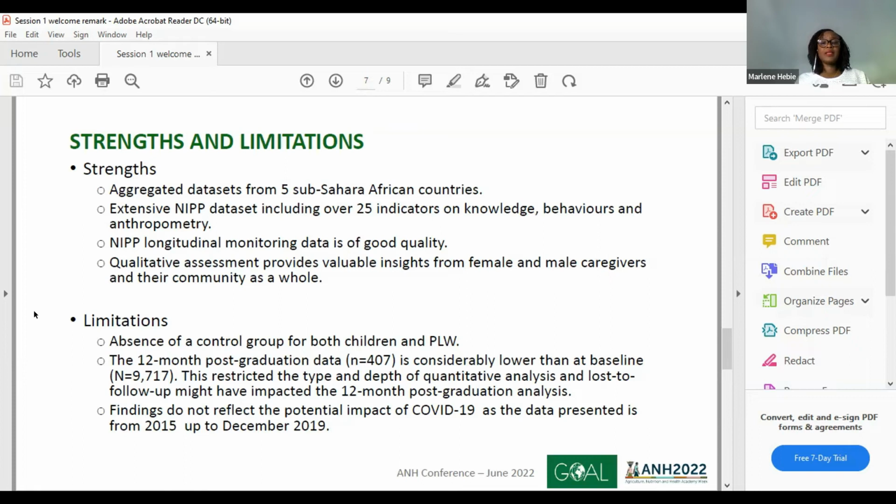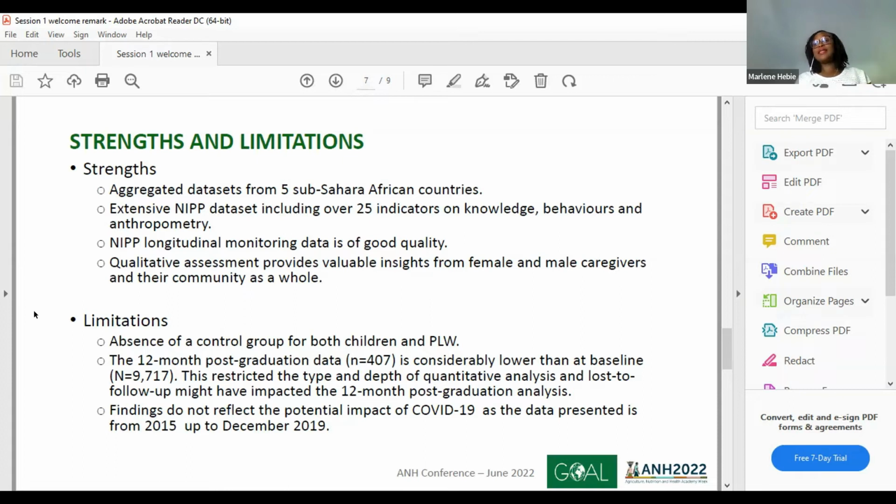And then also the 12 months post-graduation data set was considerably lower compared to the baseline, because we were first focusing on a sample of all of the participants, and secondly, because of loss to follow-up. And as a result, this has restricted the type and the depth of quantitative analysis that we could perform on the 12-month post-graduation data.